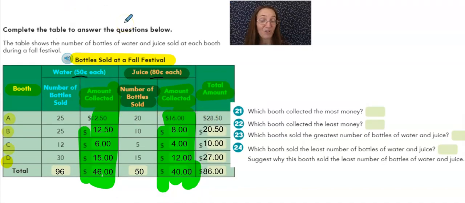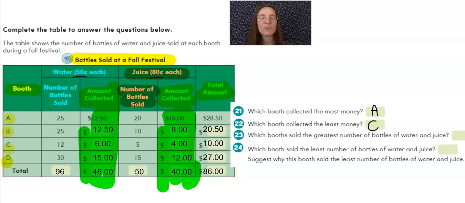Now that we have all of our data and it is well organized, we're ready to start asking questions of it. Which booth collected the most money? I'm going to go to this total column here and notice that Booth A collected $28.50, so I think that booth collected the most. Which booth collected the least money? Down here for Booth C, they only collected $10. That's not very much at all. So C looks like it collected the least.